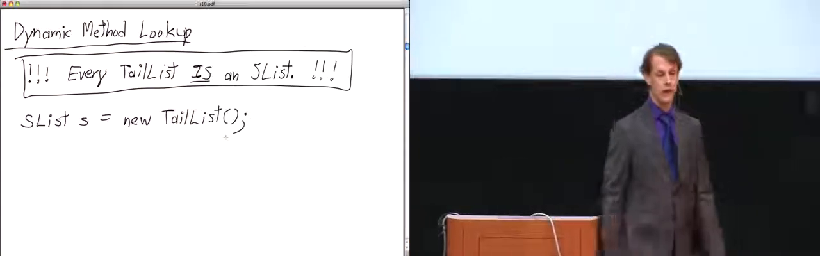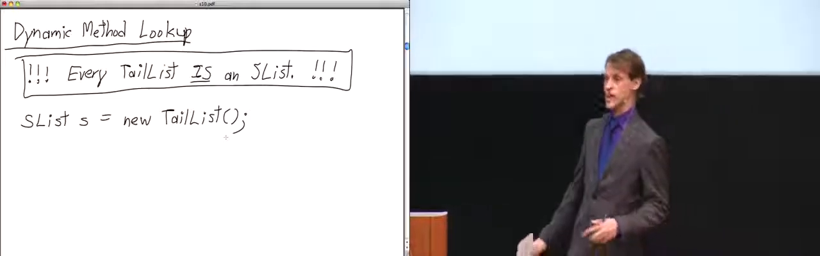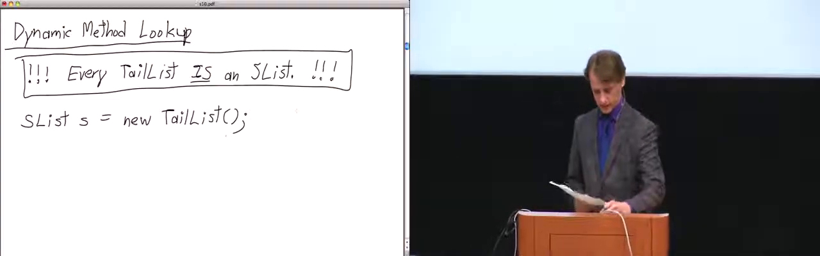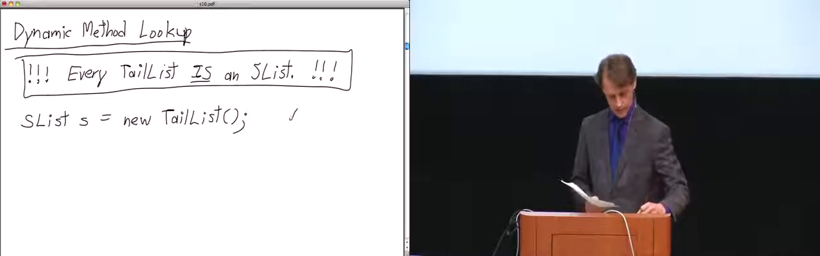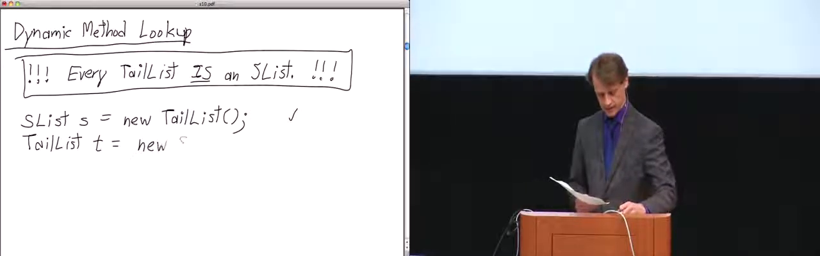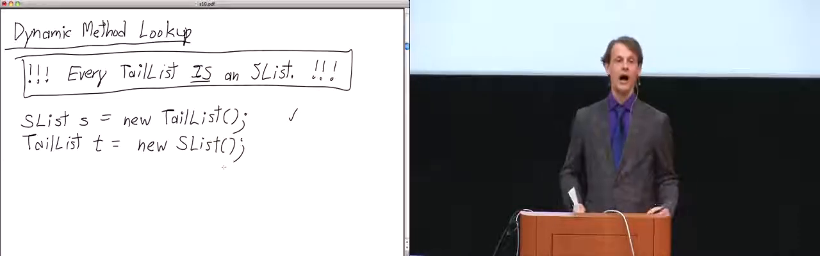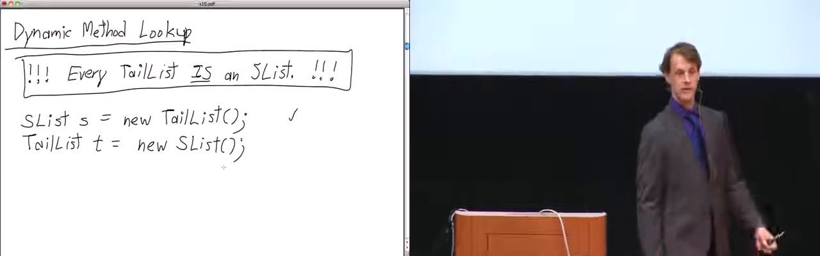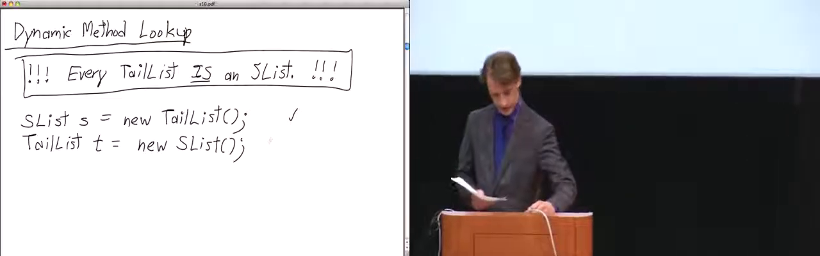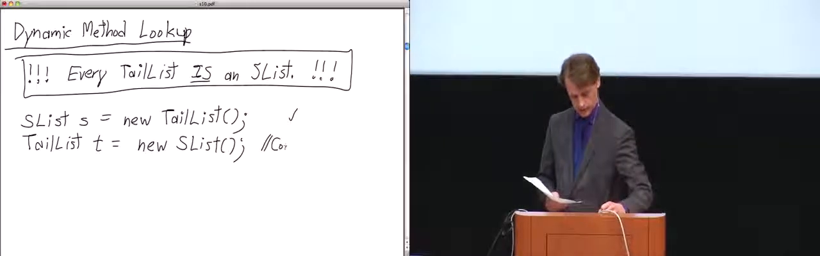This does not work the other way around. Not every SList is a tail list. So this first line of code will compile and run, but if I try to do it the other way around, if I have a variable that I declare of type tail list, and I try to assign it a new SList, Java doesn't like that because an SList object is not a tail list. And so you get a compile time error.